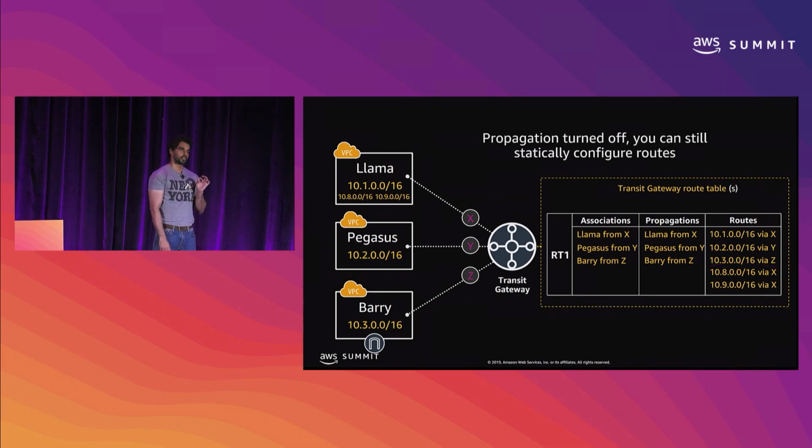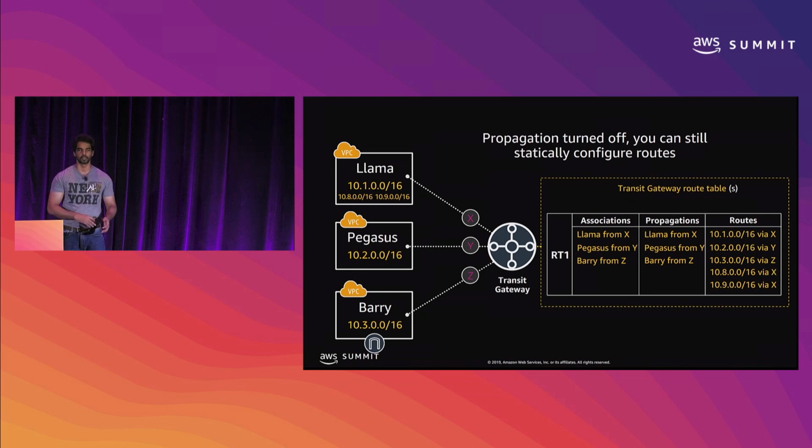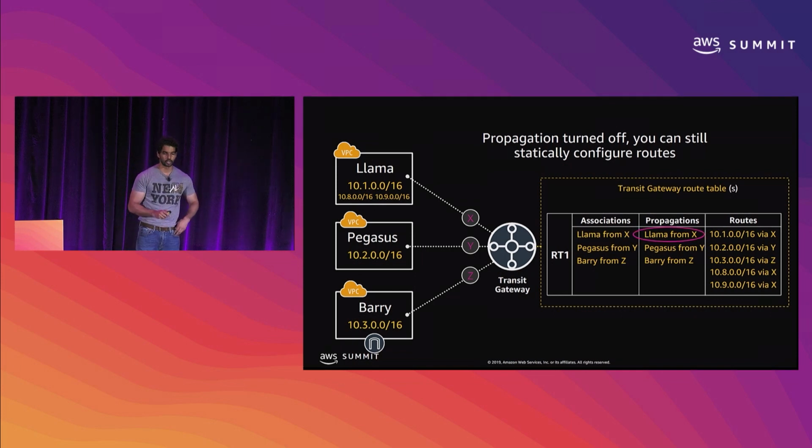Now, the power of Transit Gateway is you can manipulate these routes. So you don't have to always use propagation. You can turn propagation off. You can delete routes. You can add static routes. You can do a whole bunch of stuff. So let's see an example. Let's turn off the propagation from Llama VPC. Once we do that, all the routes learned from Llama VPC disappear.